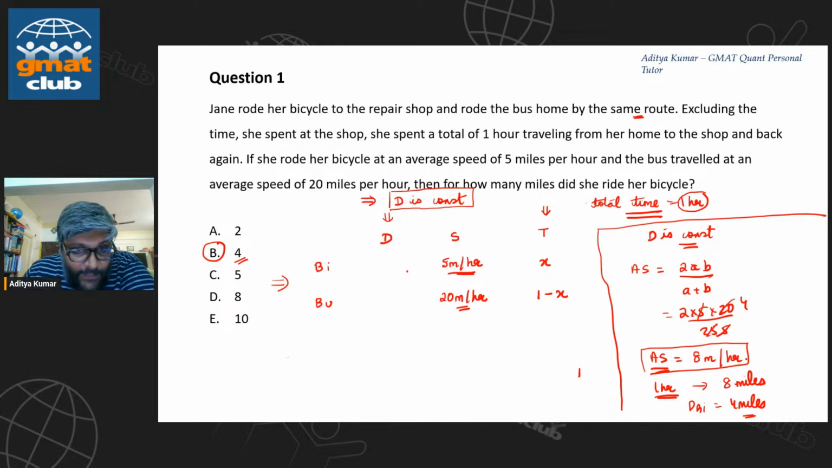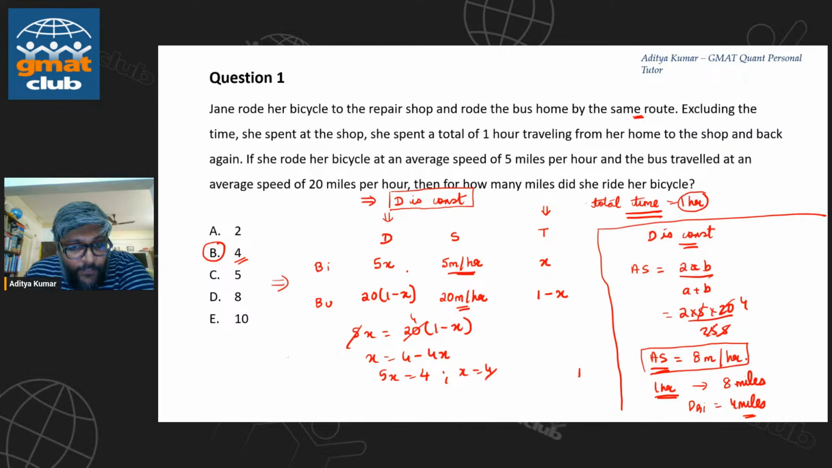So I have the speed as 5 miles per hour. I have the time as x and 1 minus x. So the distance traveled will be 5x. And this is 20 into 1 minus x. And you know the distances are both equal. So you can say 5x is equal to 20 into 1 minus x, right? So 5 ones are 5, 5 fours are 20, x is equal to 4 minus 4x. So you get 5x is equal to 4. So you'll get x is equal to 4/5 of an hour, right?